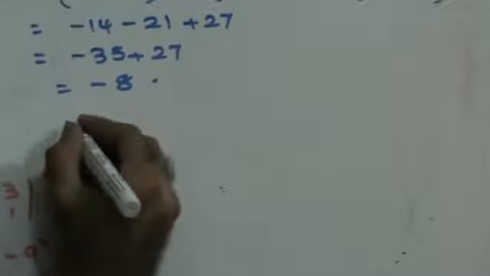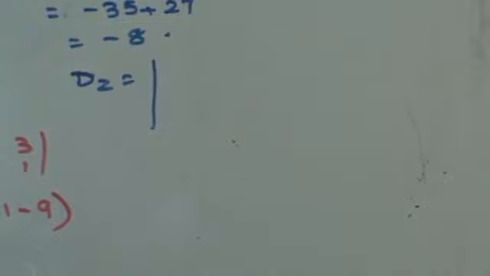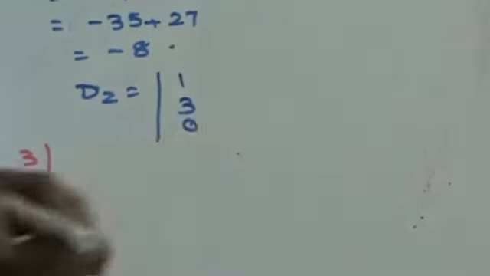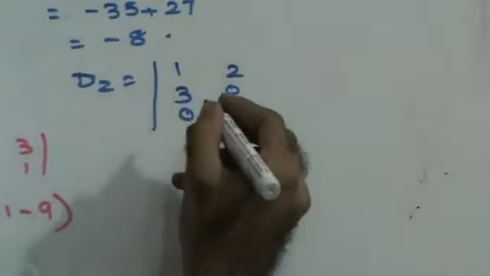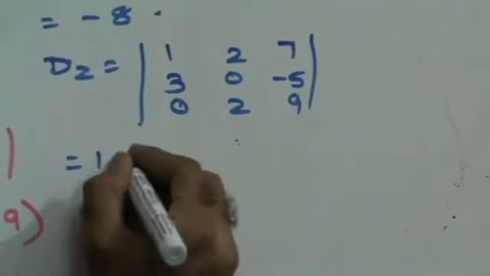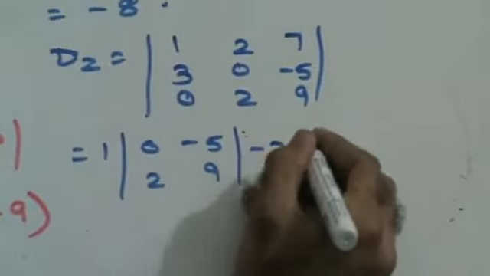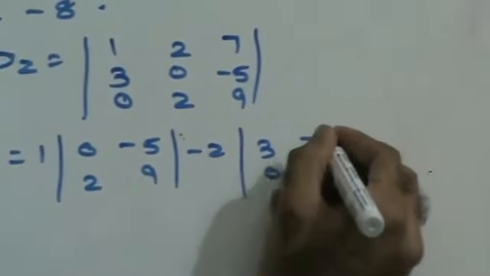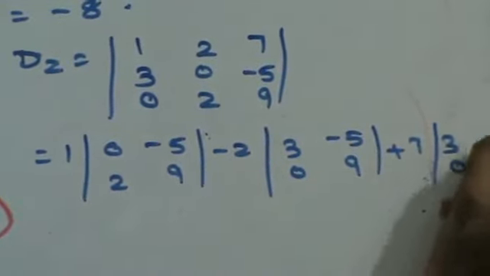Then similarly I can find out dz. How do I find out dz? In the determinant d, substitute the coefficients of z with right hand side. So this is 1, 3, 0, 2, 0, 2, and instead of 1, 1, 1 I'll write 7 minus 5 9. So this is 1, 0, 2, minus 5, 9, minus 2, 3, 0, minus 5, 9 plus 7, 3, 0, 0, 2.